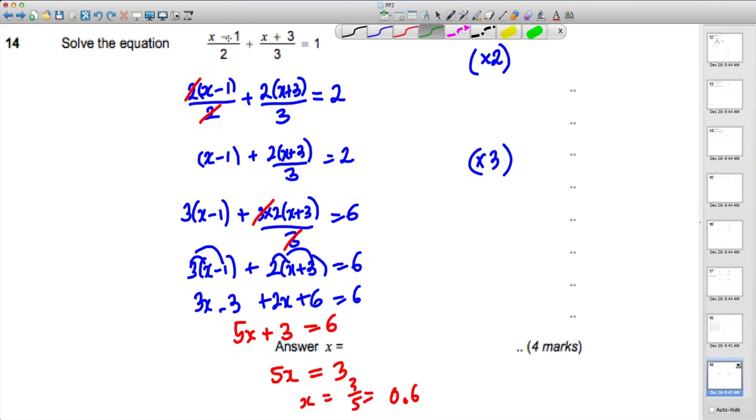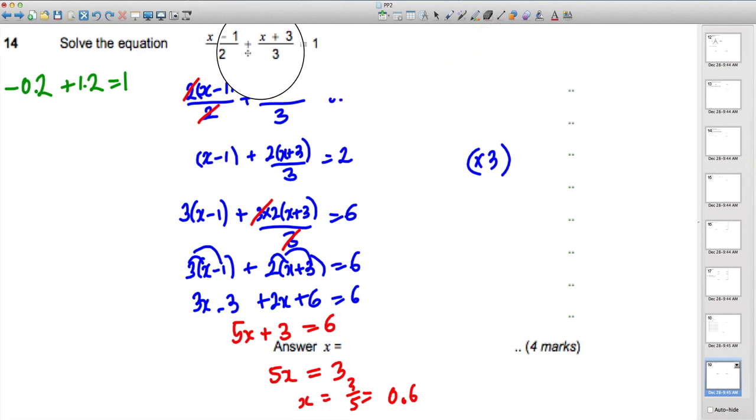0.6 take away 1 is negative 0.4. Negative 0.4 over 2 is negative 0.2. And then 0.6 plus 3 is 3.6. 3.6 divided by 3 is 1.2. If you add those together, you do get 1, which is what you're looking for.